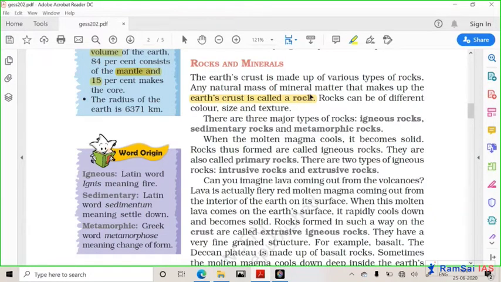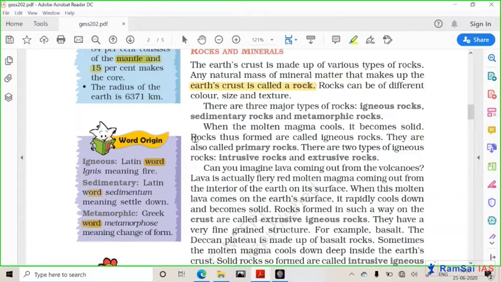So rocks and minerals. There are three important types of rocks. Which are those three important types of rocks? First is igneous rock. Then you have sedimentary rock. Then you have metamorphic rock. Three types of rock. These names are again Latin names. They are coming from the Latin culture.